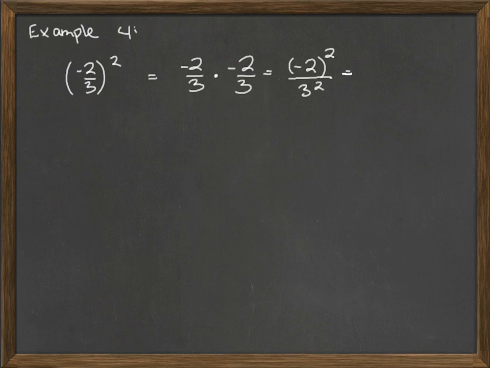So negative 2 times negative 2, or negative 2 quantity squared, of course, is positive 4, and 3 times 3 is 9, or 3 squared is 9. Okay, again, I don't have to think about reducing this because there's nothing here that can be reduced, therefore the final answer can also not be reduced.